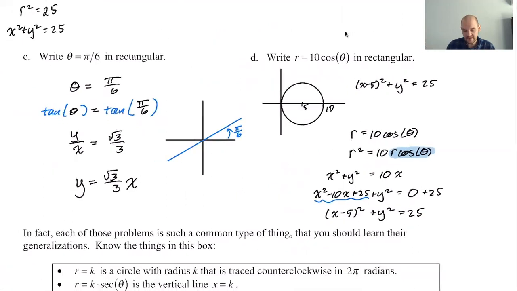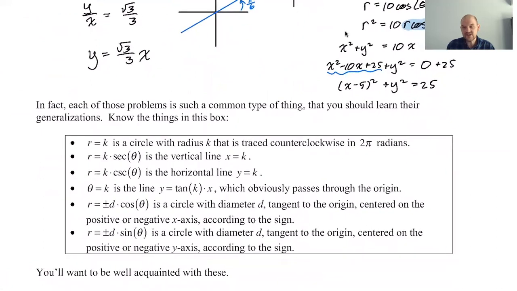So at the bottom of this page, I have a summary of the things you should just know. All of these are in note 16 of analysis, so hopefully you have done that and you are used to it, and this is very much review. But r equals k is a circle. It takes 2 pi radians to trace out. That's a big deal, 2 pi if it's r equals k. K secant is going to be x equals k. K cosecant is going to be y equals k. Theta equals k is a line through the origin. That's a big deal. And you just get y equals the tan of k times x.